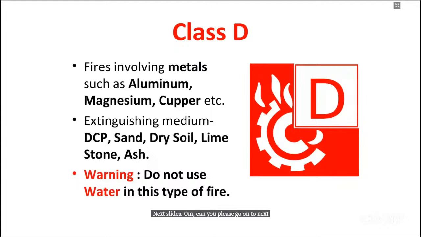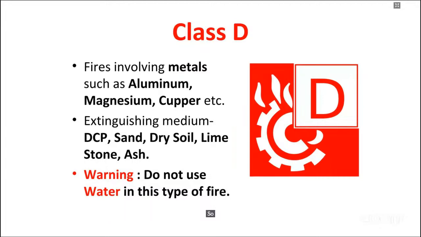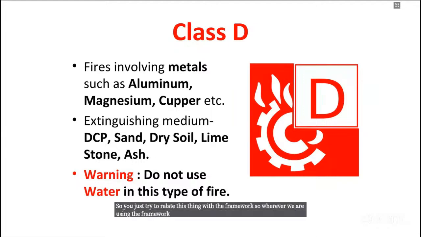Om, can you please go on to next? Class D. When we talk about class D, it is fire involving metals like aluminium, magnesium, copper, etc. So what will be the extinguishing medium? It will be again DCP, sand, dry soil, limestone, ash. So you just try to relate this with the framework. Wherever we are using the framework of steel, or aluminium, or copper, I'm relating it to building technology and building material in the form of our design solutions which we give.